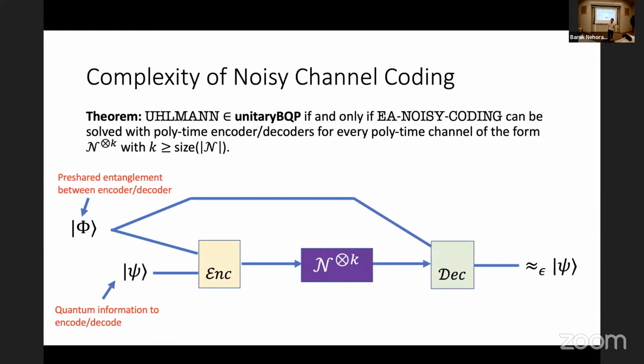All right, so here's the theorem that connects it to the Uhlmann transformation problem. If Uhlmann is in unitary BQP, this is equivalent to this noisy channel coding problem being solvable in polynomial time for channels that are of the form N tensor k, meaning you're allowed many copies of the channel. Essentially, achieving capacity is equivalent to the Uhlmann transformation problem being efficiently solvable.